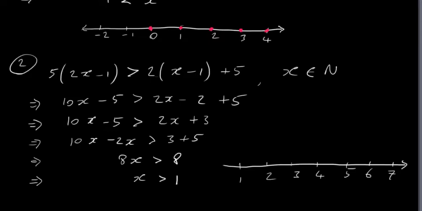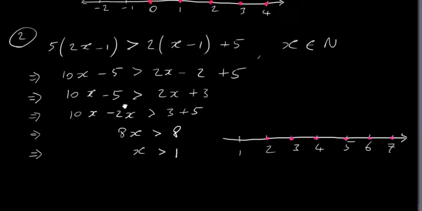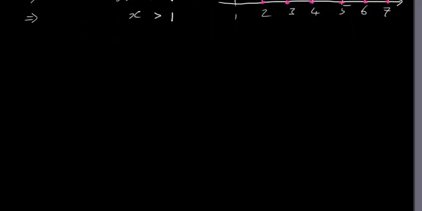X is going to be greater than 1, so let's just plot our points here. So x is bigger than 1, so there's 1 there, so we don't include 1. X is a natural number. These are all our natural numbers, so I'm going to put a point here, here, here, here, here, and here. And that's it. That's our second example. Okay, let's try another one. So this is question 3. Now I'm going to do 3 times x minus 6.